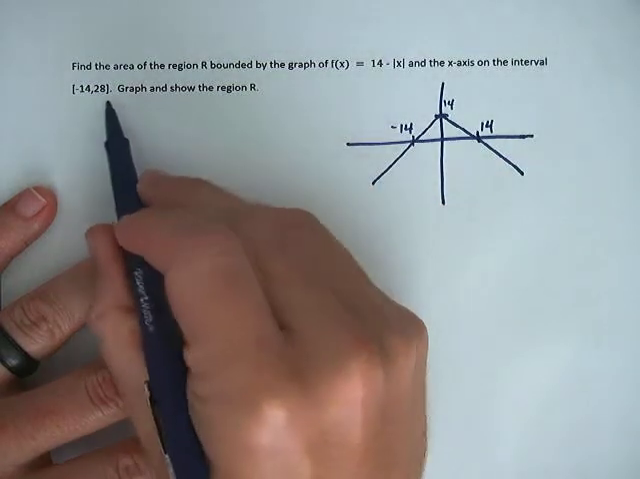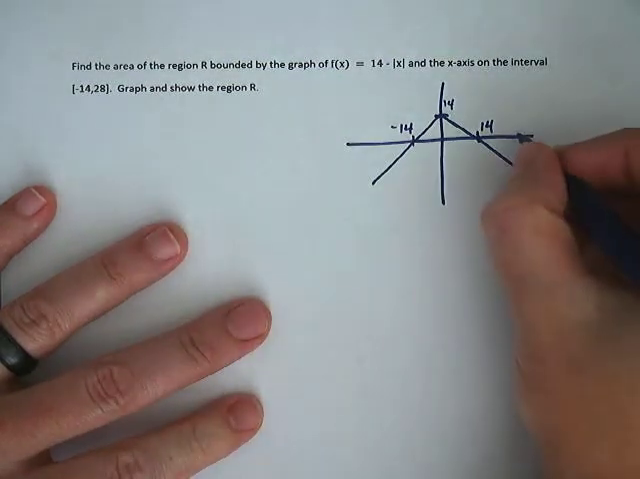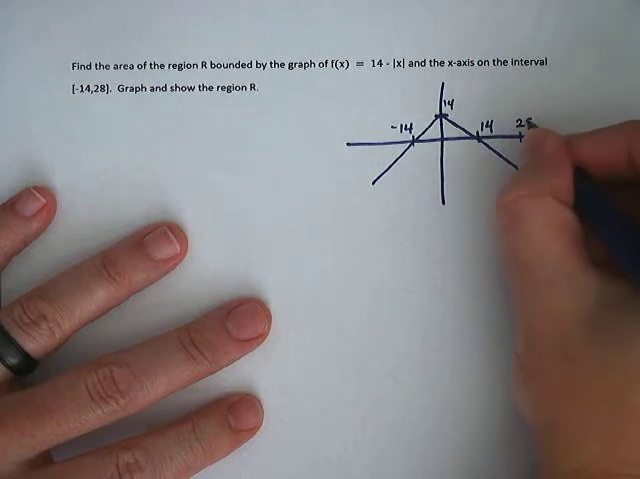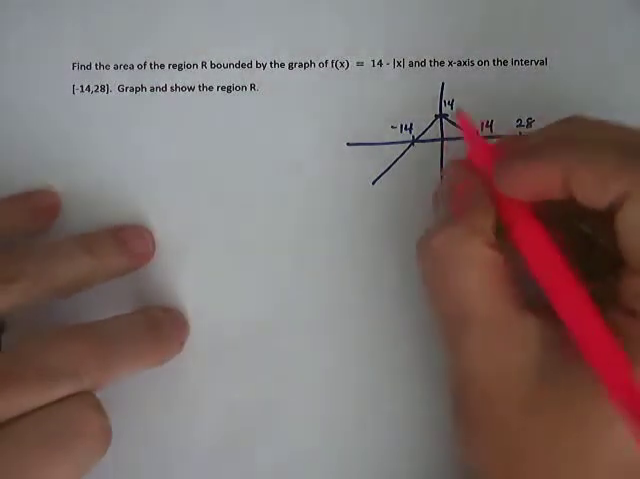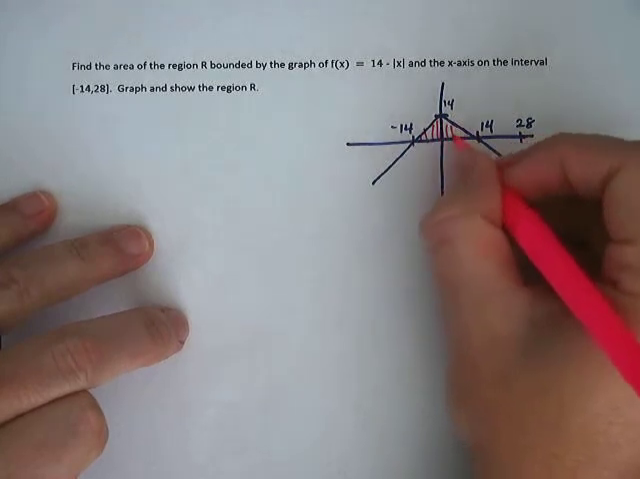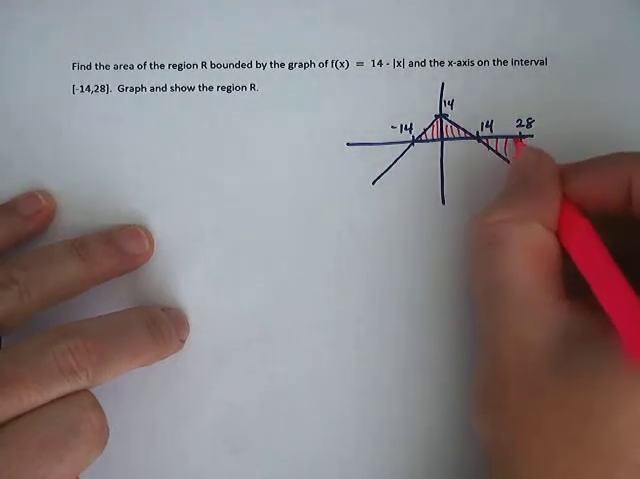Okay. Also notice that we're going out to 28, which is here. Okay, so the region that we're looking for, the area of this region here and this here.